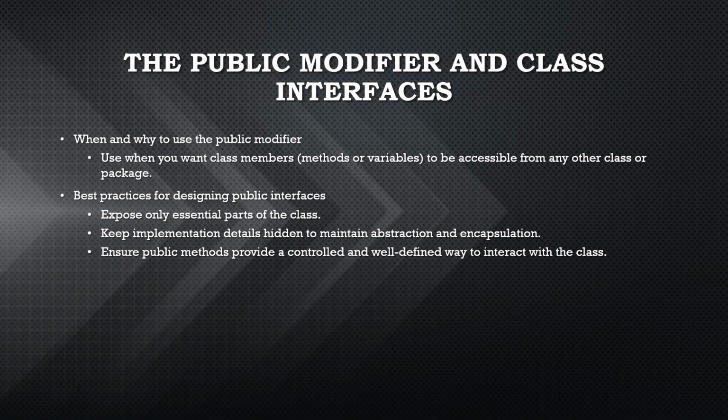The public modifier in Java is used when you want to make class members accessible from any other class or package, but it's important to use it thoughtfully. When designing public interfaces, the key is to expose only what is necessary for external use while keeping the internal implementation details hidden. This promotes good encapsulation by allowing interaction with the class through well-defined, controlled methods without revealing how things work under the hood. By carefully designing public interfaces, you ensure that your class is both flexible for use and protected from unwanted interference.